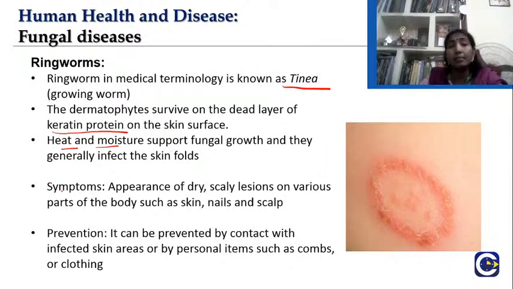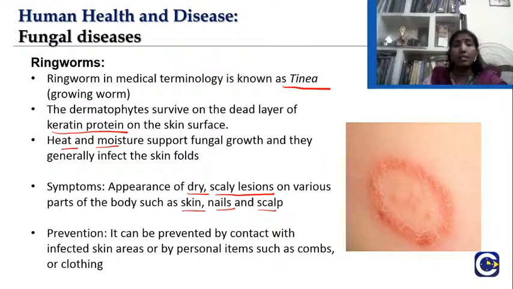What symptoms are we going to see? There is the appearance of dry, scaly lesions on the skin, nails and scalp. As you look at this picture, you see an indurated margin, reddish in color, very dry and scaly. That develops either on the skin, on the nail or on the scalp.